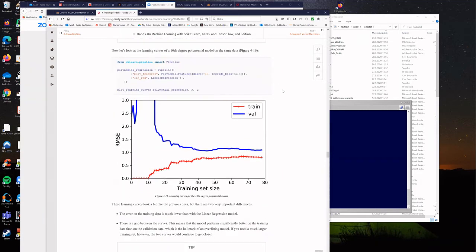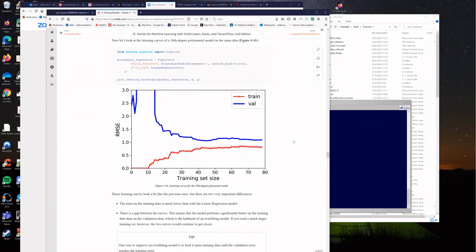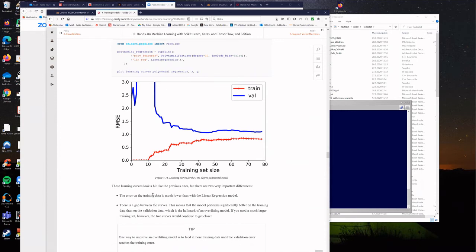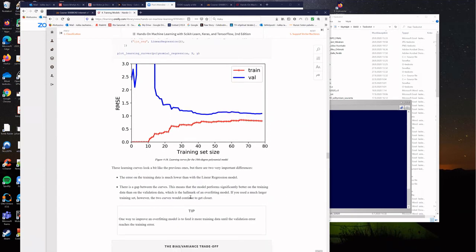And here you see results of overfitting. In this case, the error on training data is much lower, and there is a gap between the curves. In this case, the model performs better. The smaller the error, the better is of course the result. When this is small, then the mathematical model describes the observed data very well.